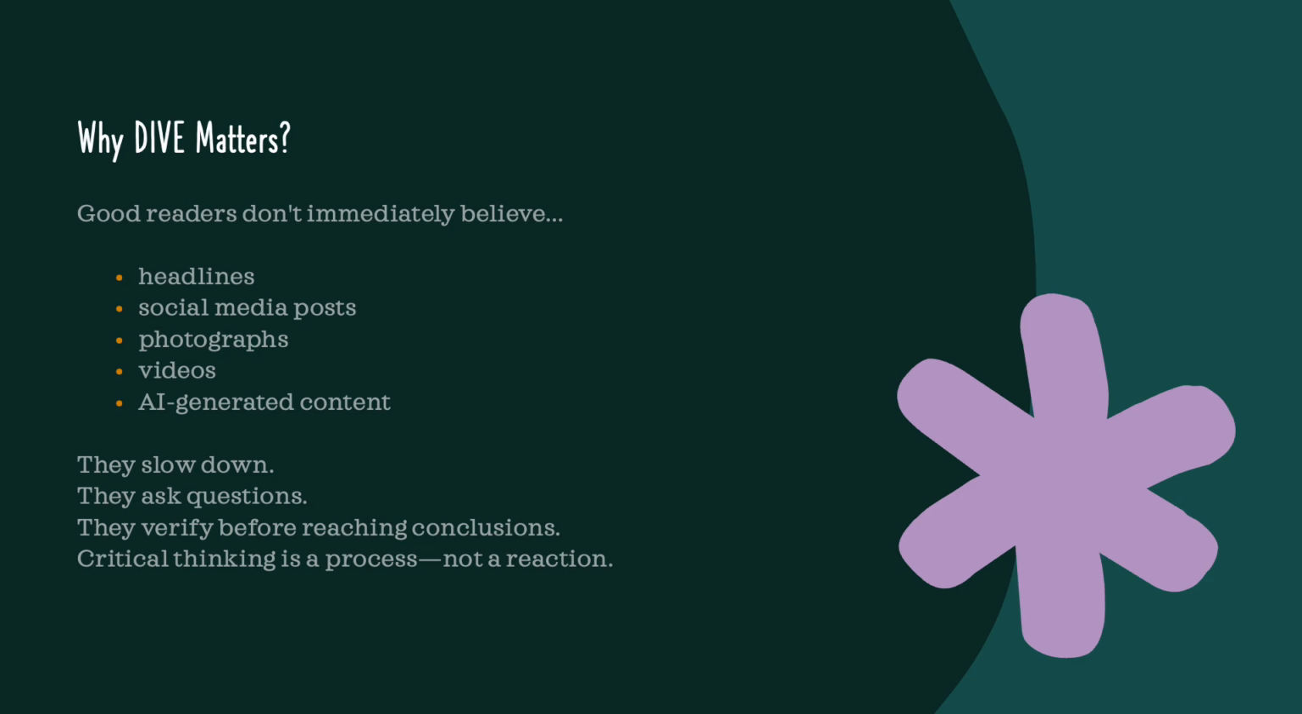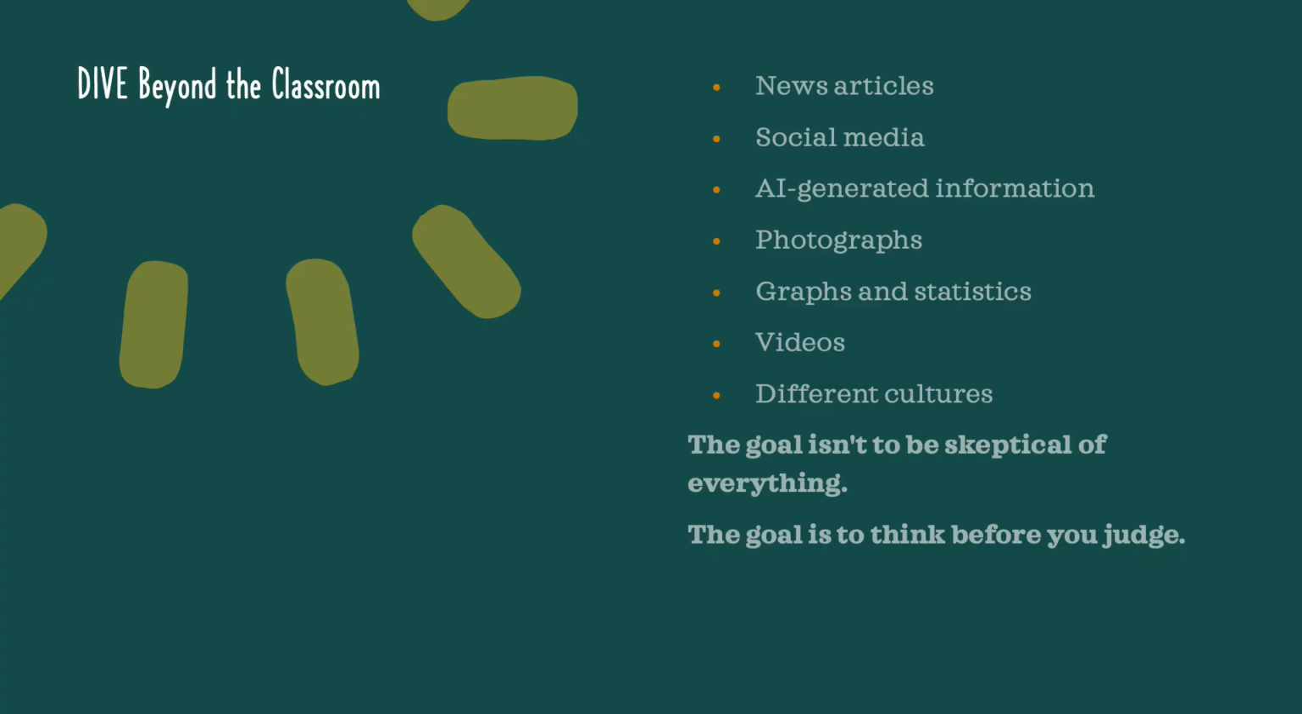It's not a reaction. This is just one method of interpretation, but whatever method of critical thinking you use, you do have to realize that there are steps before evaluation and making a judgment call. This is something that you can use in lots of different facets of your life, not just at school. When you read news articles, when you scroll through social media, when you see something that you think, I wonder if that is AI generated, when you're looking at photographs or graphs or statistics, videos, even approaching different cultures.